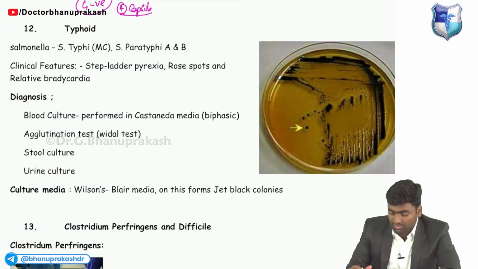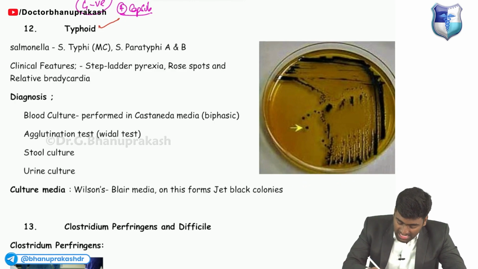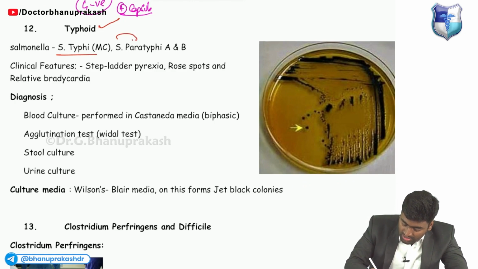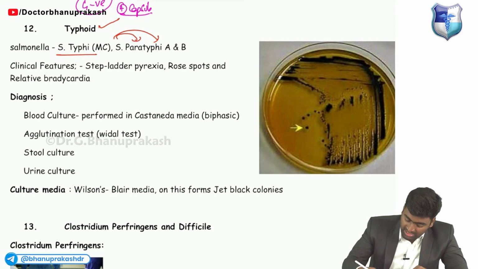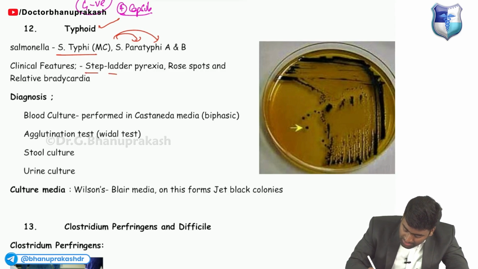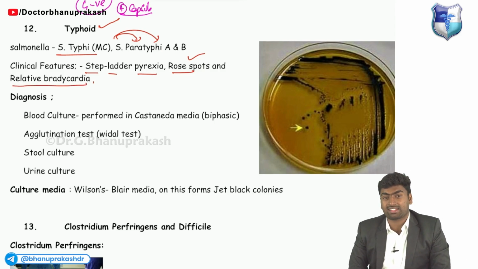Okay, let us move ahead. Next disease is typhoid. Typhoid, we know, is caused by Salmonella typhi and some other variants like Salmonella paratyphi A and B. The features include step ladder pyrexia along with rose spots and relative bradycardia. In the previous FMGE examination, they asked where you will see relative bradycardia. In typhoid we will see it. In brucellosis also we will see relative bradycardia.